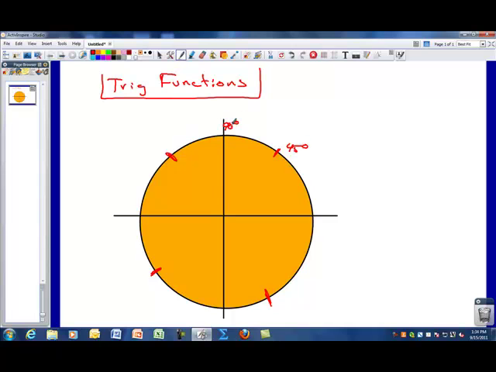This is 90 degrees, of course. This is 135. This is 180, 225, 270. Ooh, that doesn't look like I put that in a very good spot. I gotta fix that one. Try that again. 315 and 360, which is also then our 0 degrees as well.